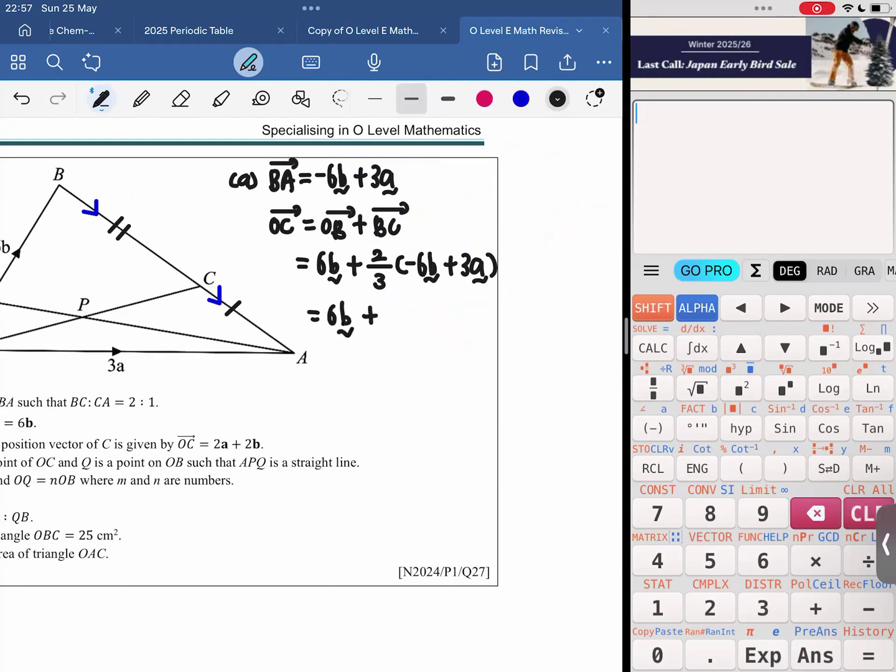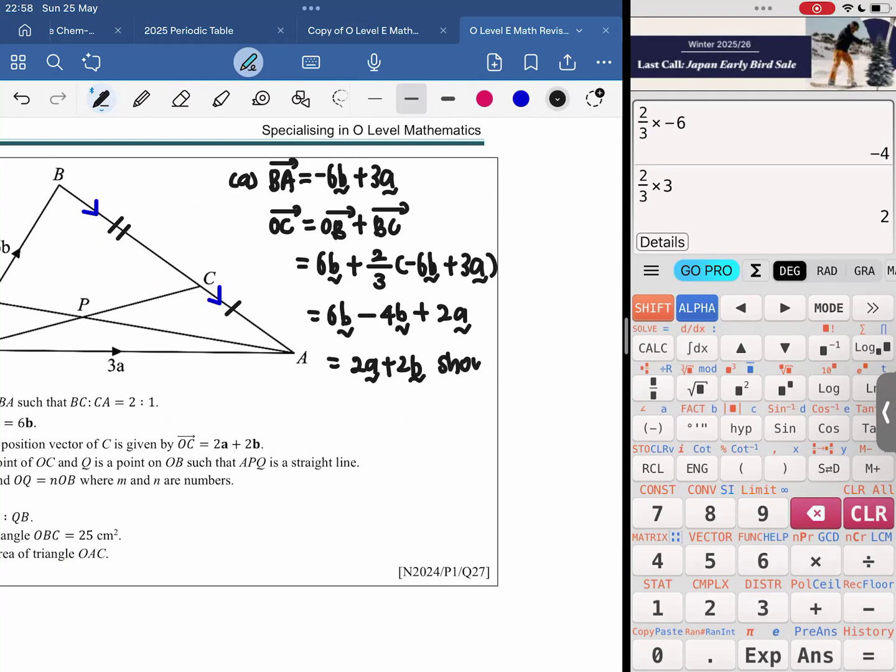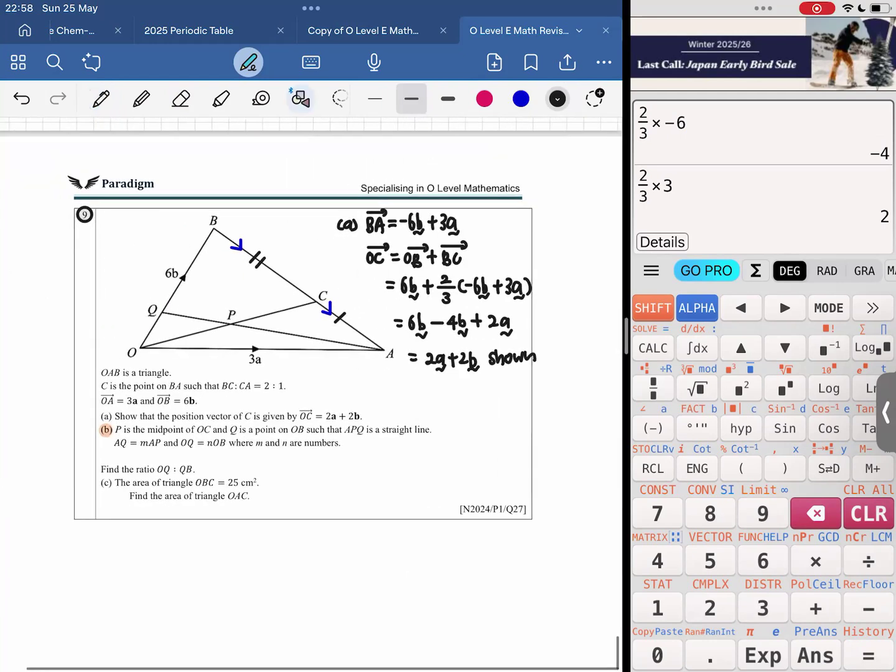What is 2/3? 2/3 times negative 6 gives me minus 4B. And this one is 2/3 times 3, which gives me 2, so 2A from here. Then you see, ta-da, I got 2A plus 2B, shown. So I managed to show it already. So this one is settled. It shouldn't be too difficult.